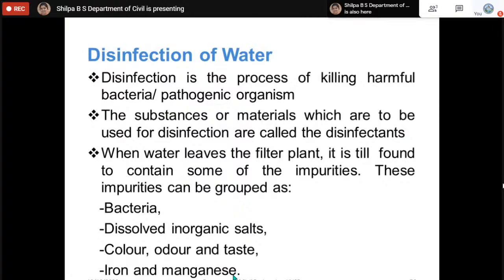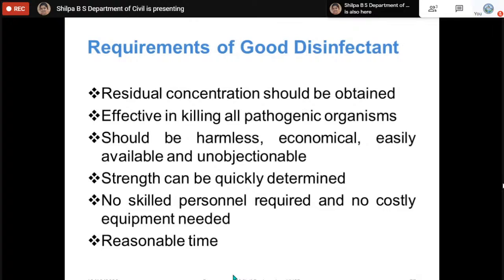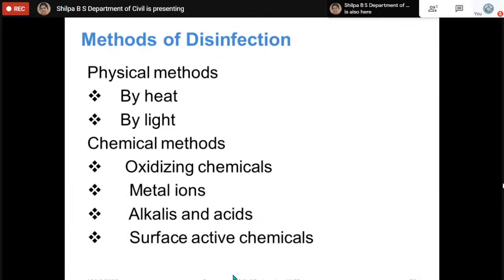it is the process of killing the pathogenic organisms. The substances or materials which are used for disinfection are referred to as disinfectants. As you are all aware, whenever we want to select a disinfectant, the important properties we have to see are: it should leave a residual concentration, be effective in killing all pathogenic organisms, and be harmless, economic, easily available, and unobjectionable. Its strength should be easily determined, no skilled personnel or costly equipment should be needed for the application, and it should react within a reasonable time.